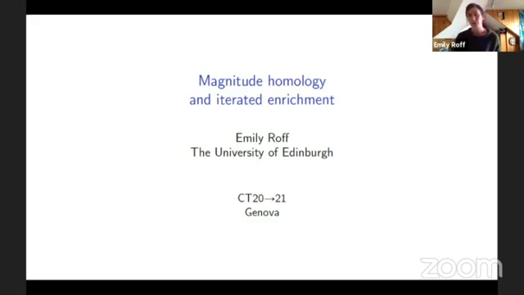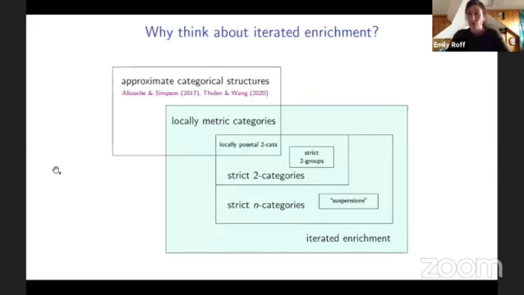I want to talk about a homology theory known as magnitude homology, and I want to talk about it in the specific context of iterated enrichment, which is to say that I want to talk about the magnitude homology of categories that are enriched in some category of enriched categories. So if that sounds maybe a little bit arcane, let's start by reviewing some examples that this ought to encompass and why you might be interested in them.